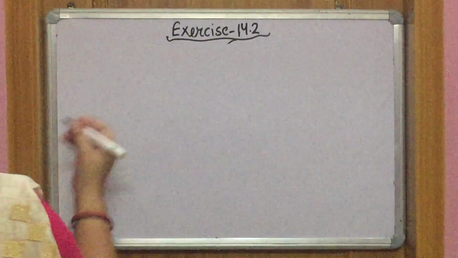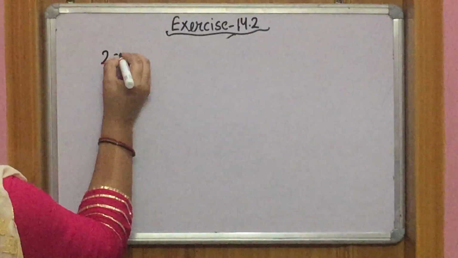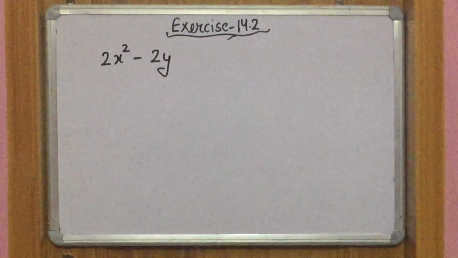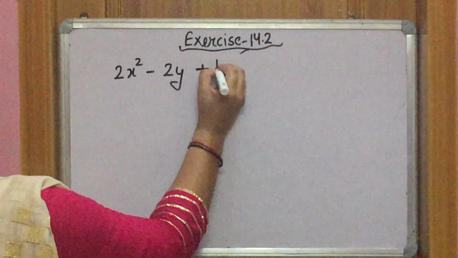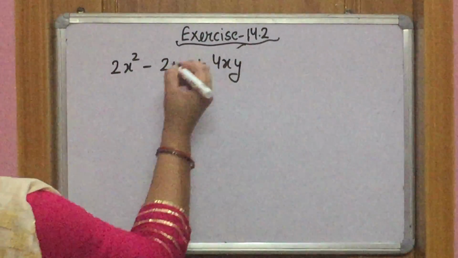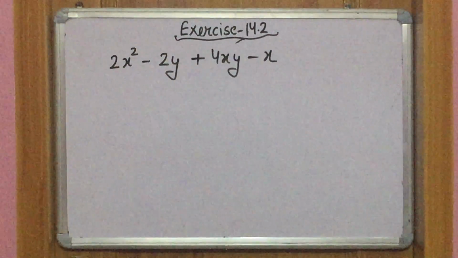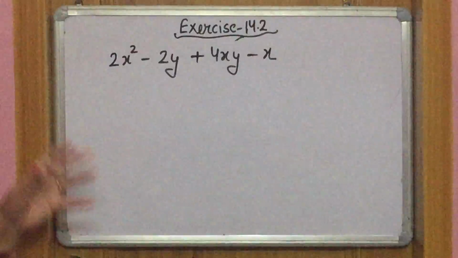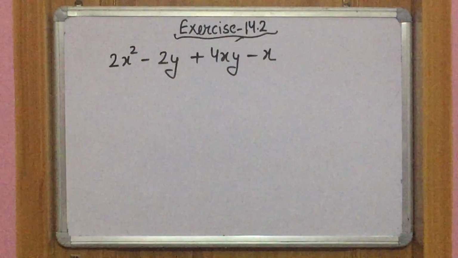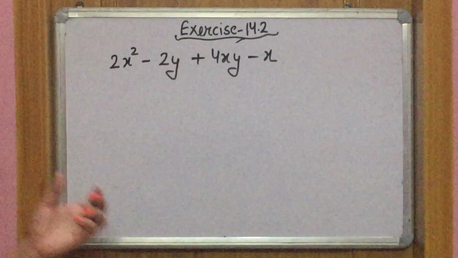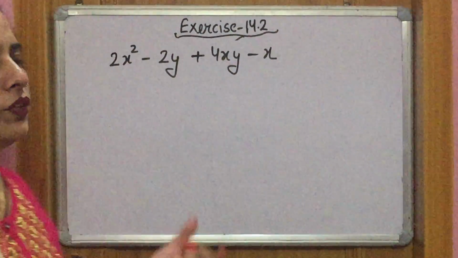x square minus 2y plus 4xy minus x. Factorize, write the factor form of this algebraic expression. First of all, try to make the group of these terms.